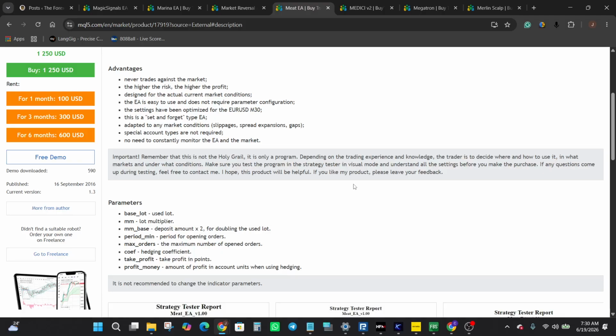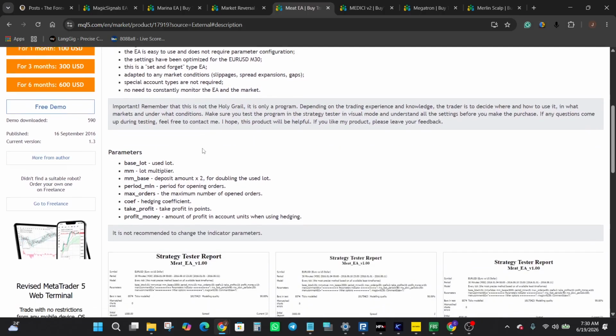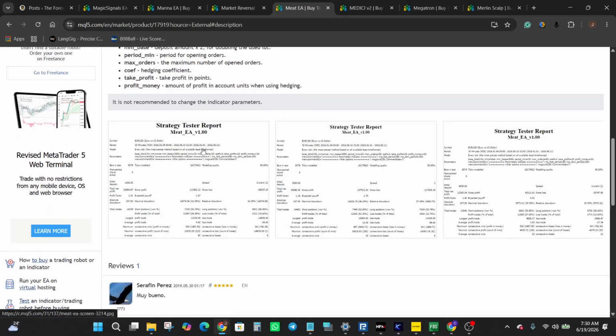its intended setup. Looking at the listed advantages, the developer states that the EA is designed not to trade against the market and that the settings have been optimized specifically for EURUSD on the M30 time frame. The description also notes that the system has been adapted to various market conditions, including slippage, spread expansion, and price gaps. Now, let us move into the backtesting section.